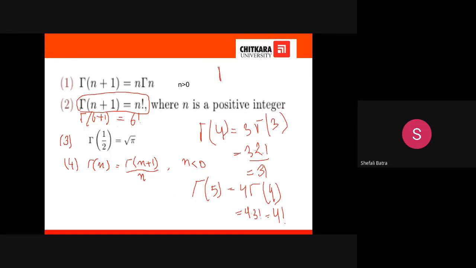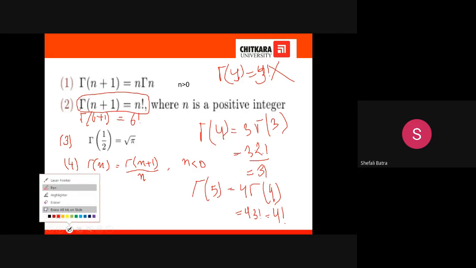Generally, what do students do? When I'm asking gamma 4, they will be writing 4 factorial by default, and this is wrong. Okay? If it is 4, then there would be 3 factorial. If it is 5, then it would be 4 factorial, one less than this number, right? So these are the properties of gamma. You need to remember this.